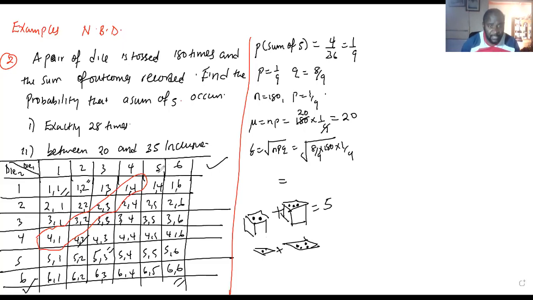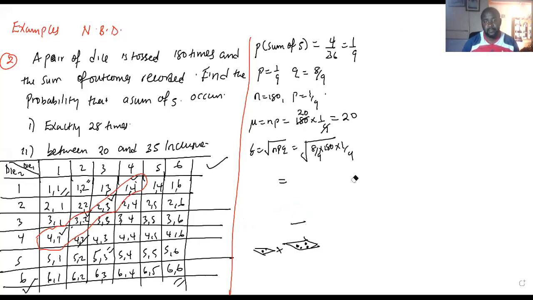So according to this table, let me first finish the first lady. The first lady asked, according to this table, 1, 4 sums up to 5. 2, 3 sums up to 5. 3, 2 sums up to 5. 4, 1 sums up to 5. So how many sums of 5 do we have? 1, 2, 3, 4. Out of how many? All this sample space is 36. Does it make sense?